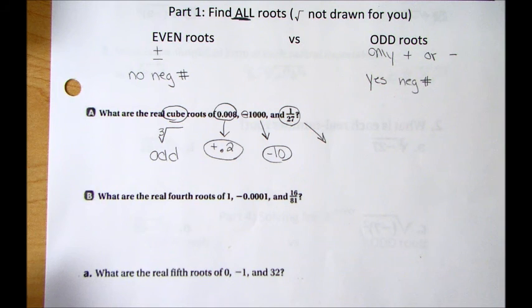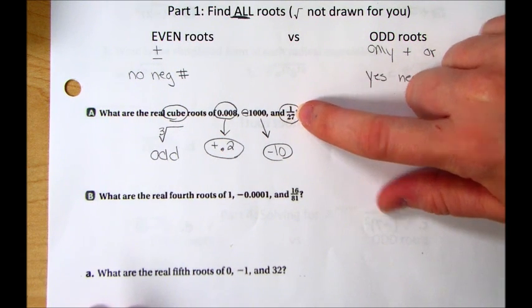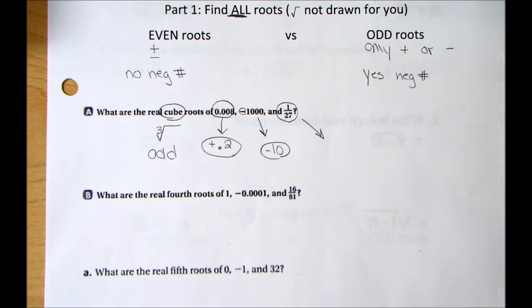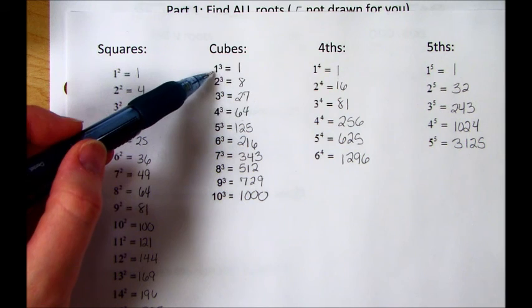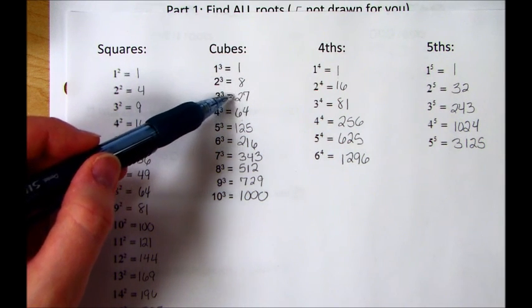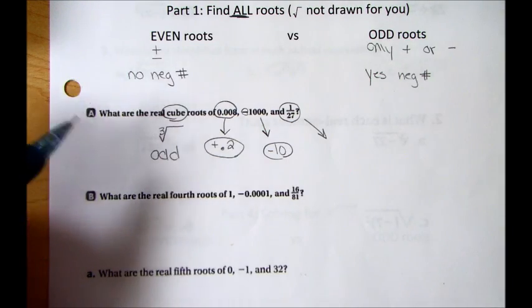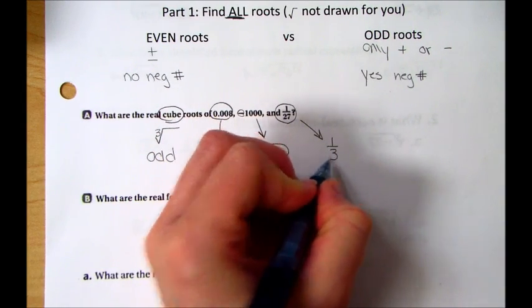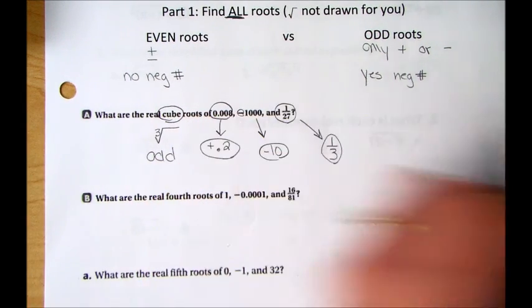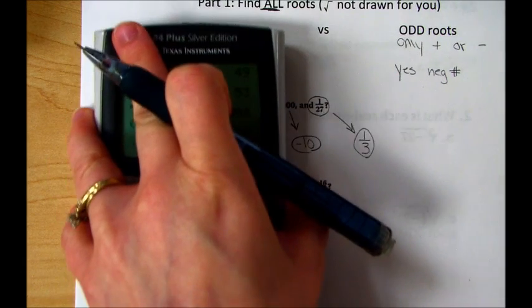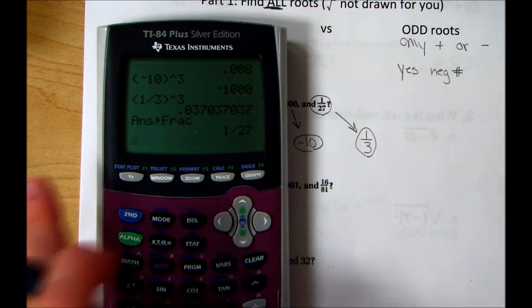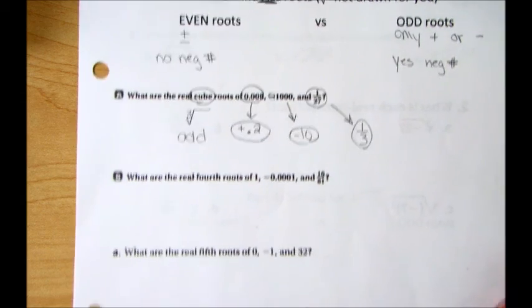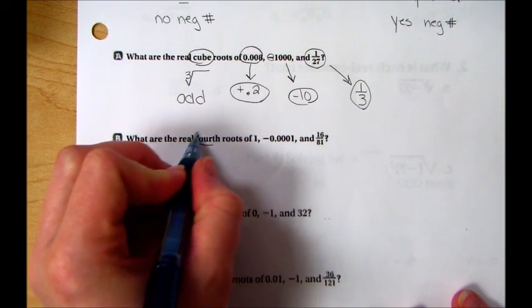Last one. It says 1 over 27. I'm going to go to my paper again. I'm going to go to the cube root. The cube root of 1 is 1. The cube root of 27 is 3. So this will be 1/3. The original was positive, so the answer is positive. To prove it, I will do 1/3 to the third power, and you will see it is 1/27, so I did it right. Part B, what are the fourth roots?